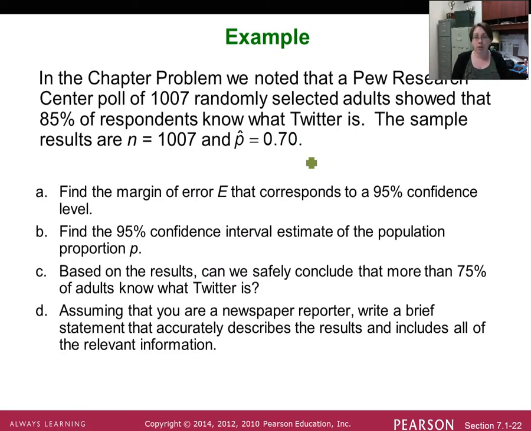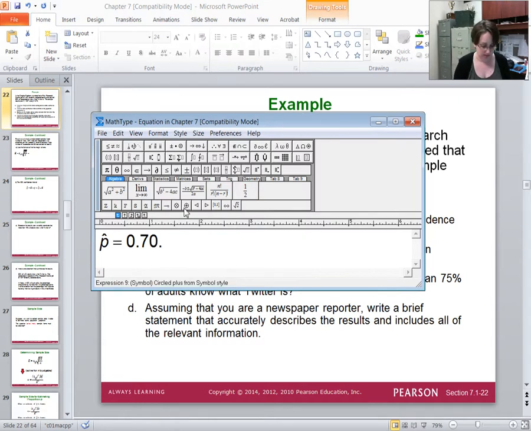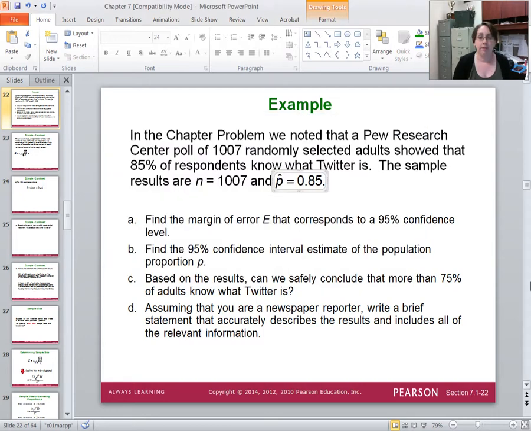Here's an example. So we're going to do one all together, very slowly. In the chapter problem, they noted that a Pew Research Center poll of 1,007 randomly selected adults showed that 85% of respondents know what Twitter is. The sample results are n equals 1,007 and p hat equals 0.7. Okay, so that's a typo, so let me fix that real quick. That should actually be 0.85. That's why that didn't make any sense to me. Oops. There, all right. Okay.